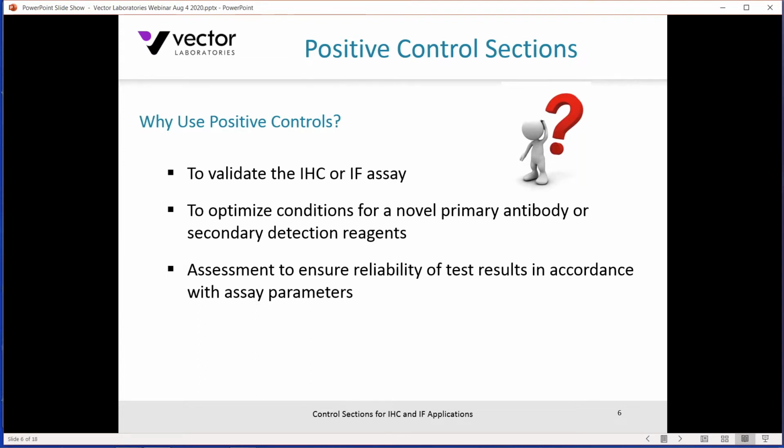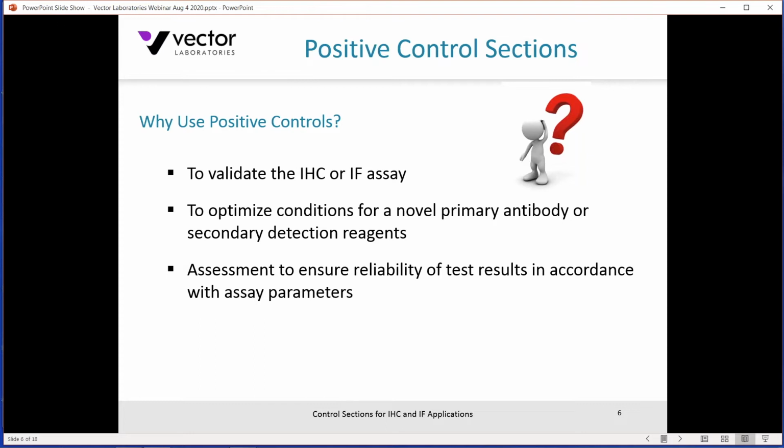And if you are introducing, say, a new or novel primary antibody or different detection reagents, let's say you're swapping from a peroxidase to an alkaline phosphatase system, something like that, you'd also want to use a positive control where you can work up these reagents to get a good signal.